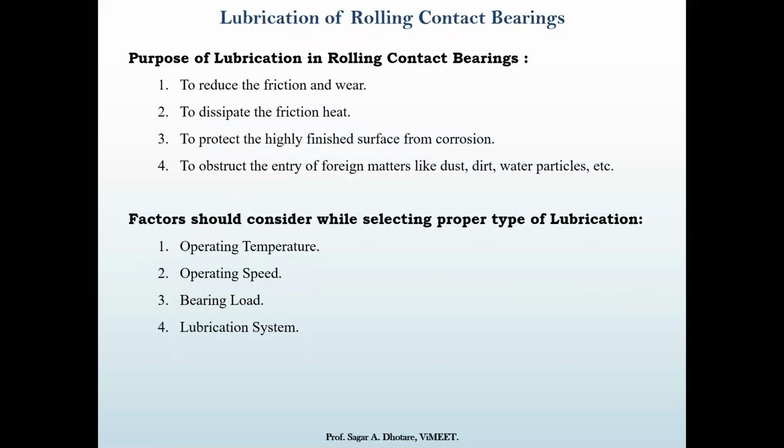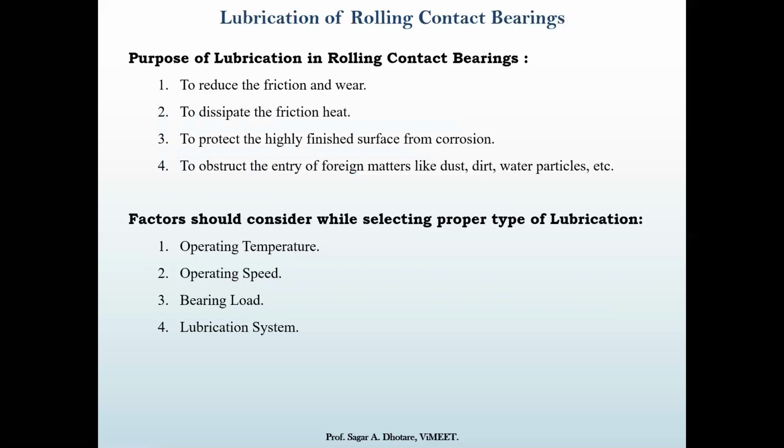Now next is a very important task, that is lubrication. The basic purpose is to reduce friction and wear, dissipate the frictional heat, protect highly finished surfaces from corrosion, and obstruct the entry of foreign matter like dust, dirt, and water particles from outside into the bearing. So these are the basic functions or objectives of the lubrication system.